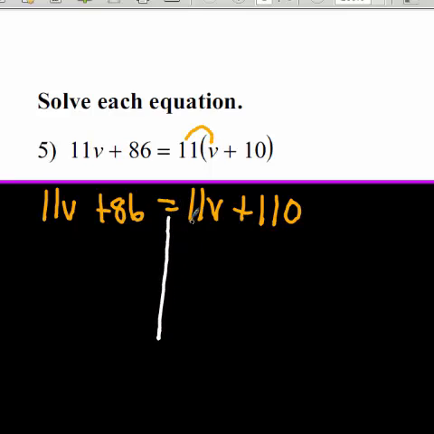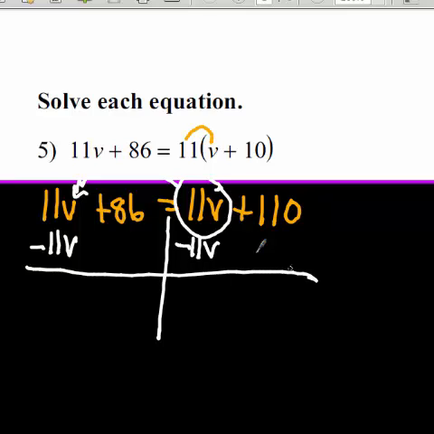Well, when we're solving, we know we want to get letters on one side of the equal sign and numbers on the other. So we got to move things around, right? So I want to move this 11v over here to this other side. So in order to move it from here, we would have to subtract, right? Well, what would that do? Well, that would tell me that 11v minus 11v becomes 0. And then bring down the 86. And then this would also give me 0, bring down the 110.